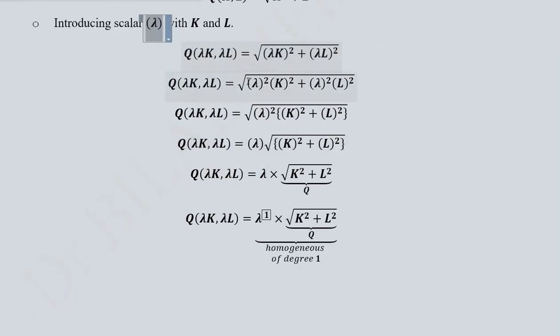Now the simple process of simplification and expansion will happen. As you can see, we have separated the lambdas, and then we have taken it as a common factor, that is lambda squared. It is the same as the original production function. So we can write it as Q, and if we do, we can also see the power of lambda, it is 1. So it shows that this production function is homogeneous, and it is homogeneous of degree 1, as the scalar has been completely factored out.